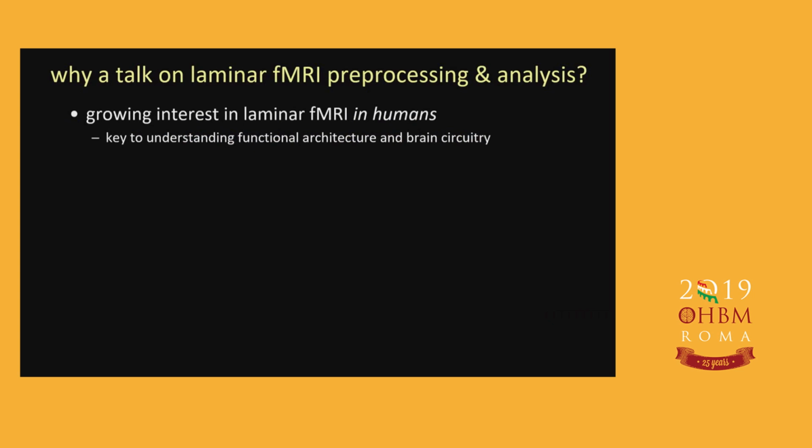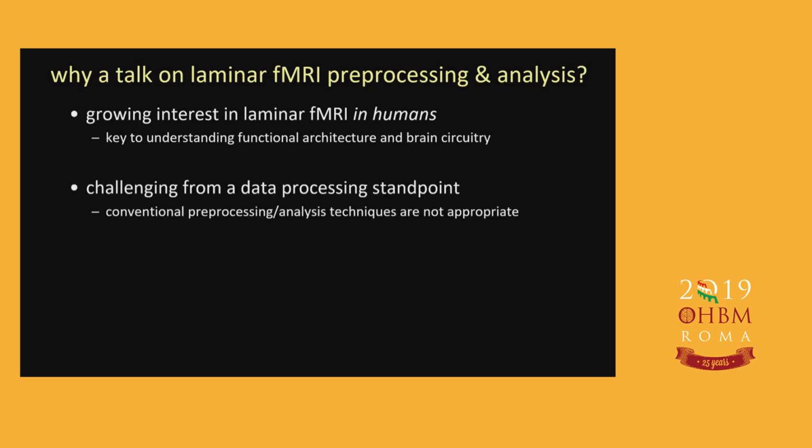It's known from invasive animal studies that different cortical layers have distinct functional roles, and therefore, laminar fMRI may be the key to understanding functional architecture and brain circuitry in humans. However, it's very challenging from a data analysis standpoint. We'll see that conventional preprocessing and analysis techniques really aren't appropriate for laminar fMRI.